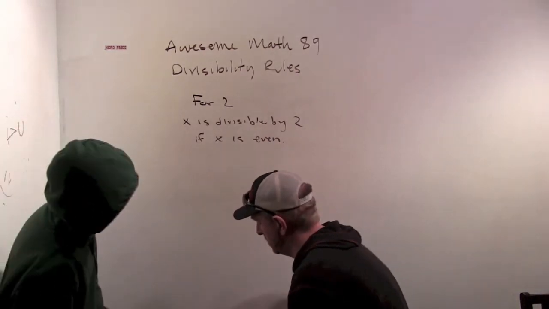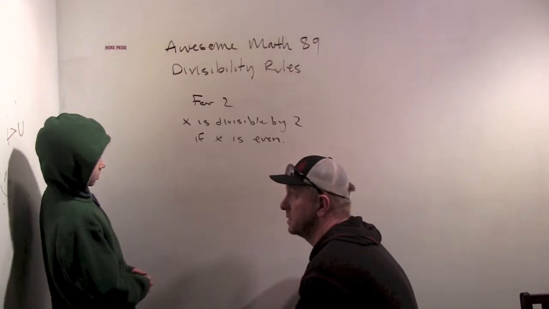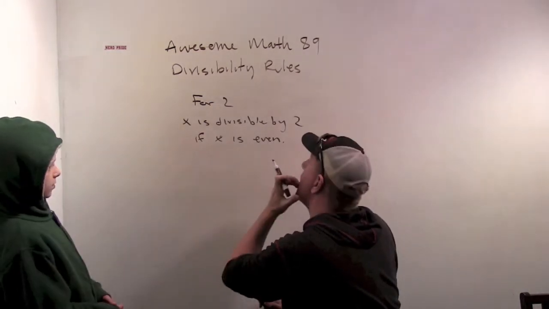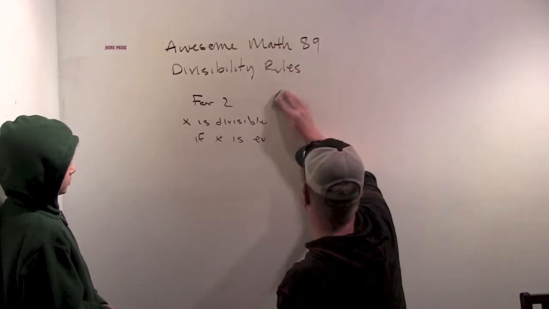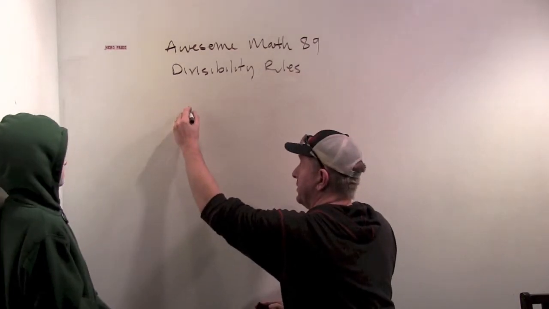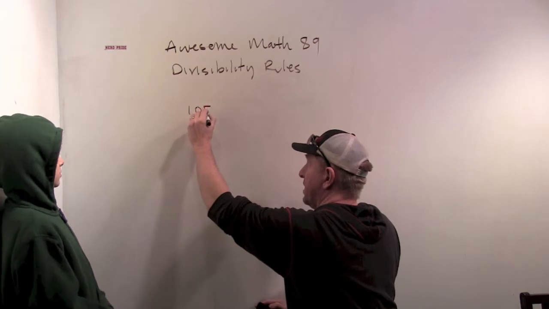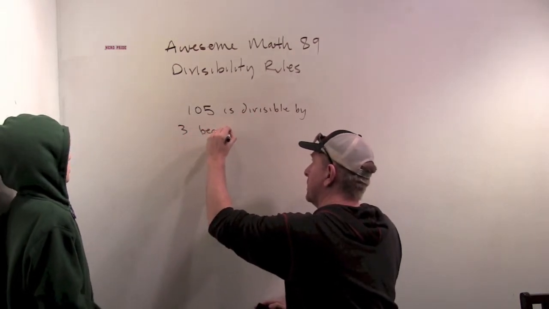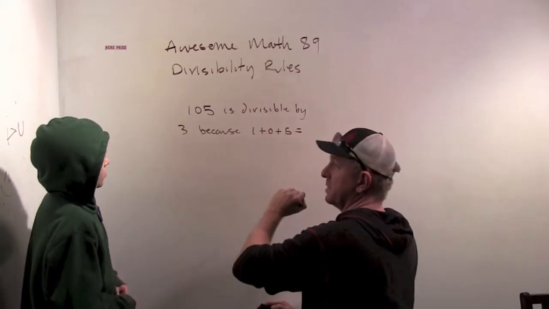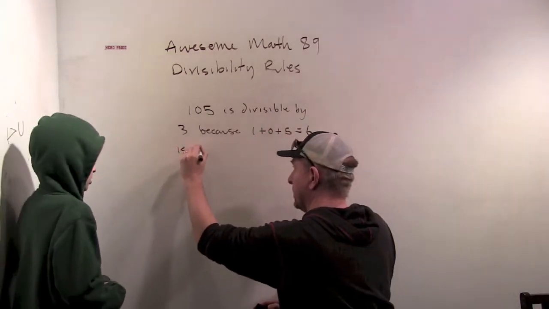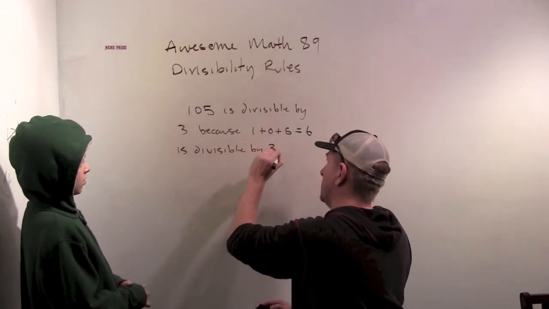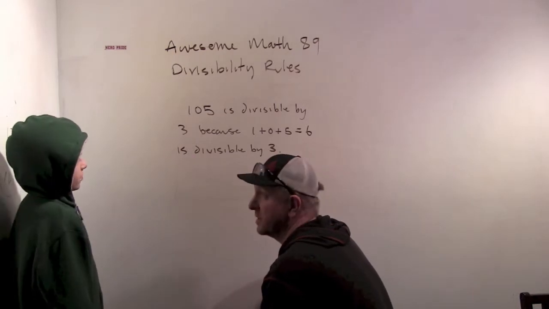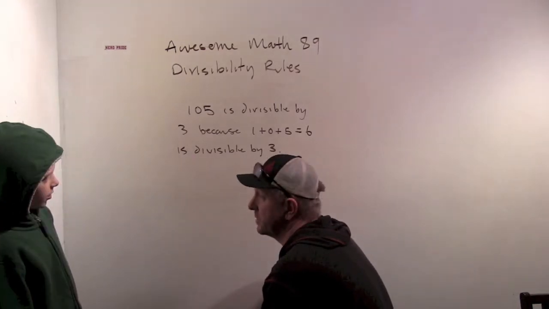Well, if X is divisible by 3, then the sum of X's digits is a multiple of 3. Ooh, that's an interesting one. Let's say it this way: 105 is divisible by 3 because 1 plus 0 plus 5 is 6, and 6 is divisible by 3. I like this. I'm glad you knew that one because I'm going to explain why that works now. Do you know why it works or do you only know the rule? I only know the rule. You know the rule, okay.